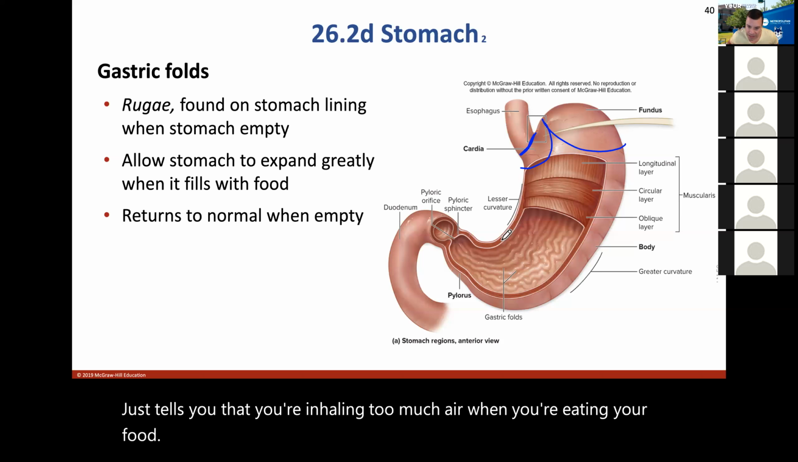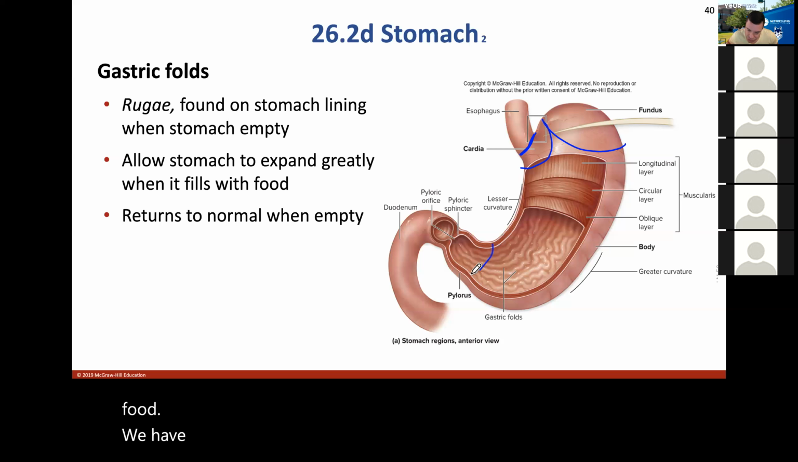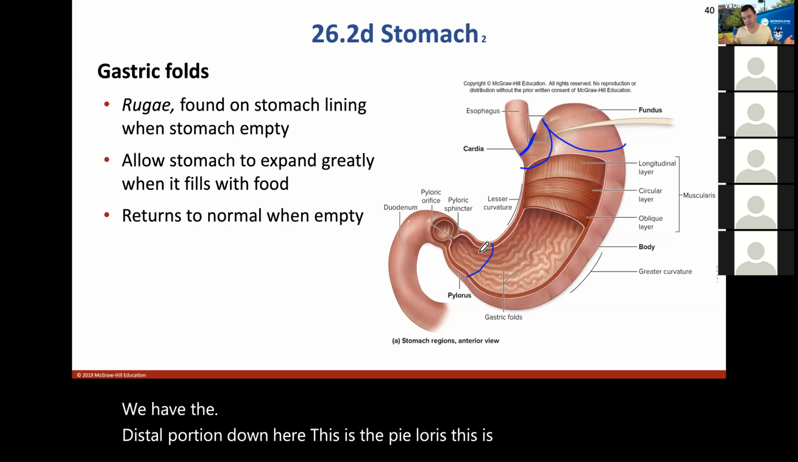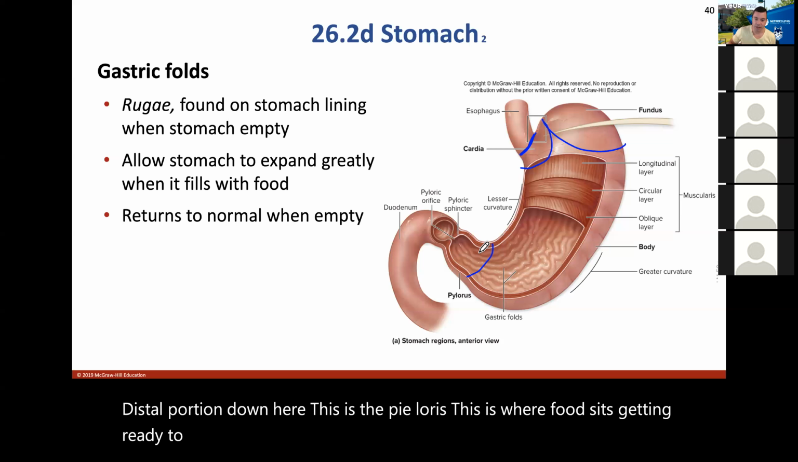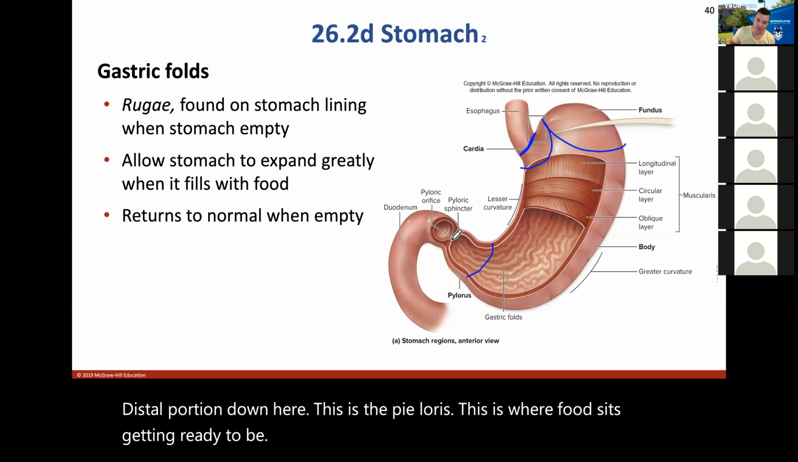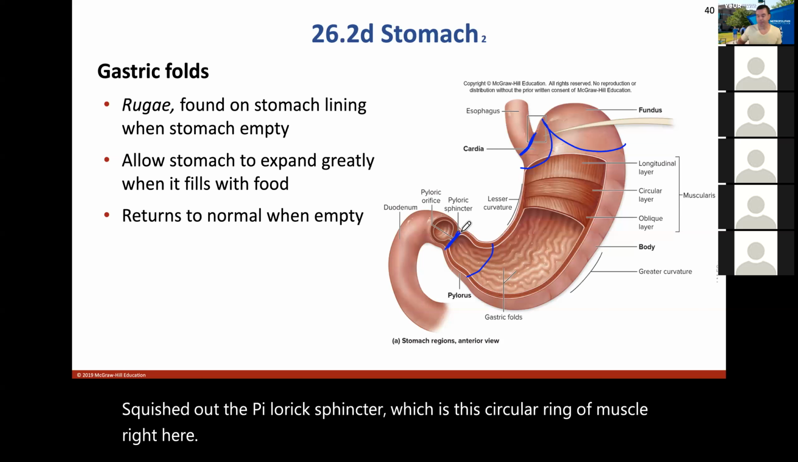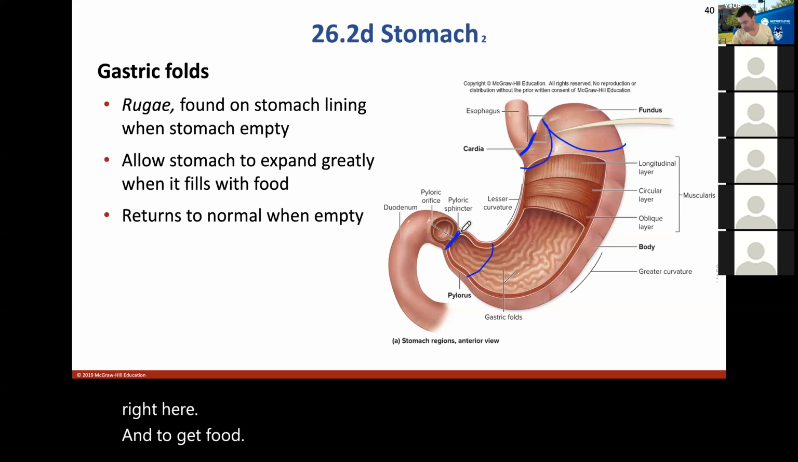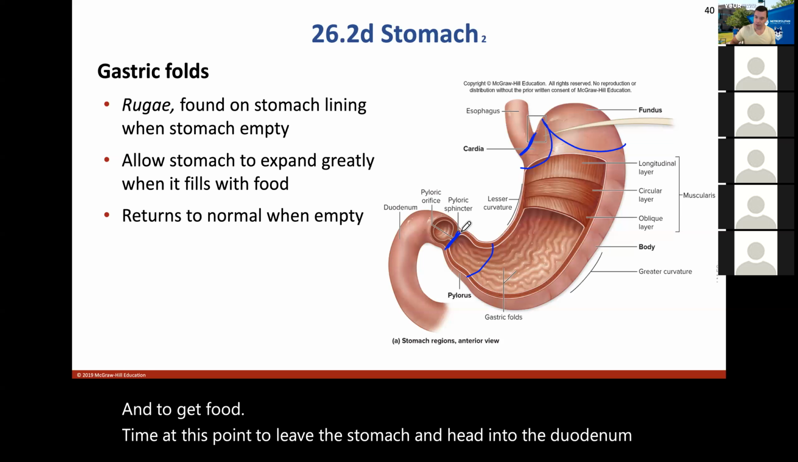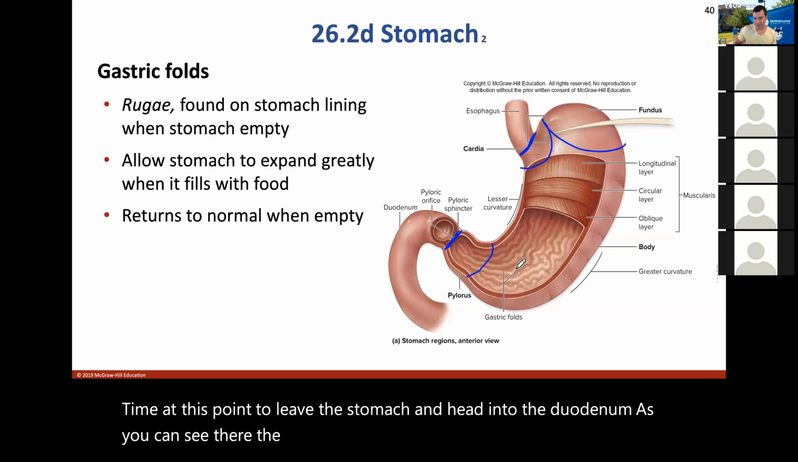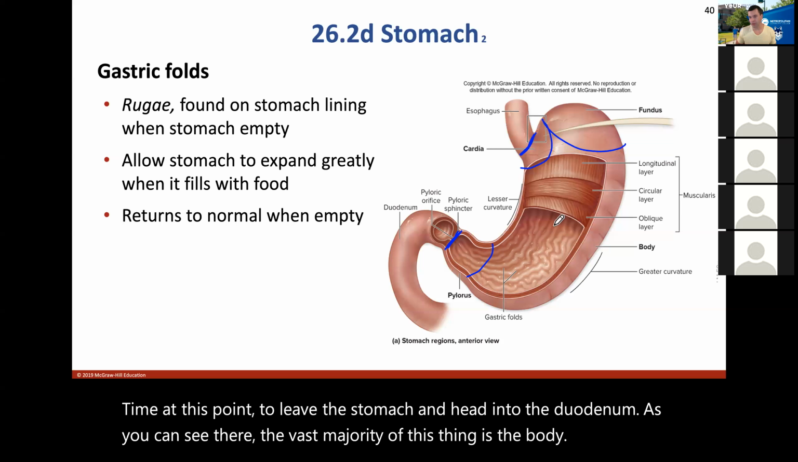We have the distal portion down here. This is the pylorus. This is where food sits, getting ready to be squished out the pyloric sphincter, which is this circular ring of muscle right here, to get the chyme at this point to leave the stomach, and you head into the duodenum, as you can see there. The vast majority of this thing is the body. This is where all the mixing occurs.